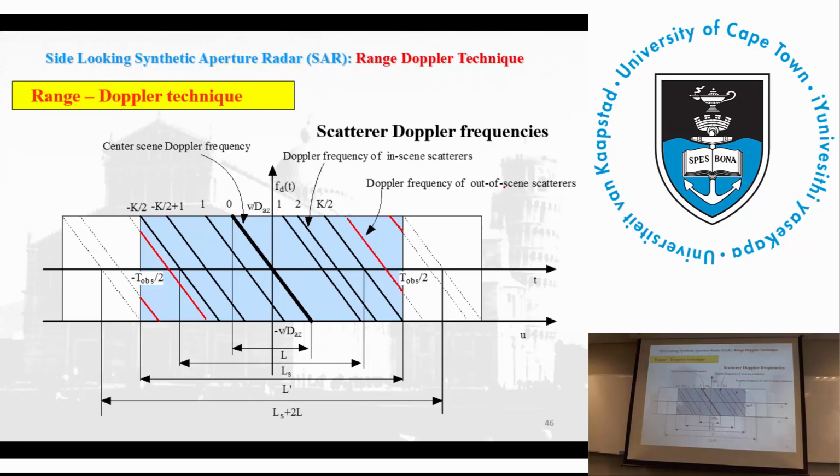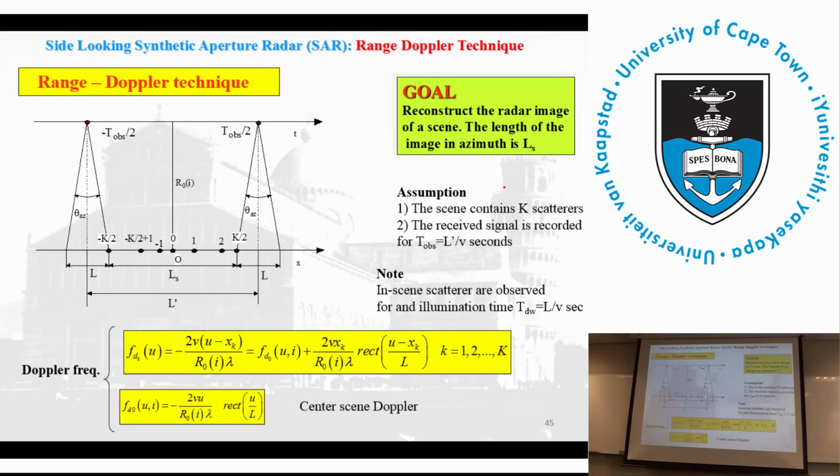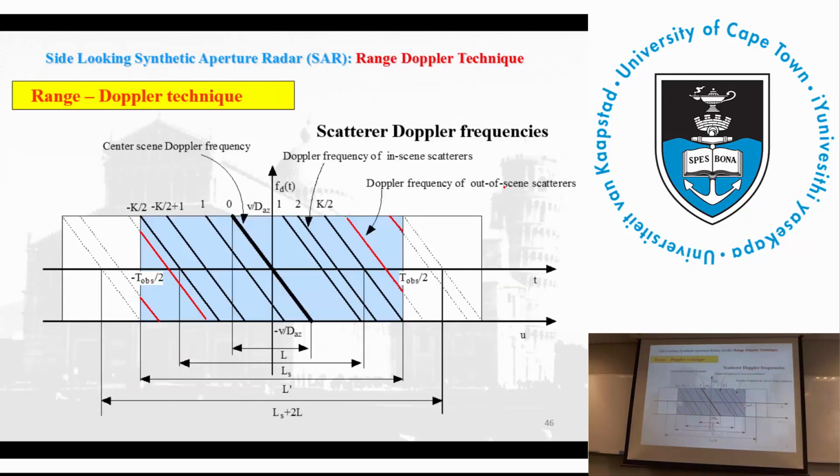Those red ones here will be the scatterers that sit inside here or here. The one on the right will be these ones here. The one on the left will be these ones here. So they are partially illuminated, and they don't produce a full response in terms of frequency. So there's nothing really new with respect to what we had before.